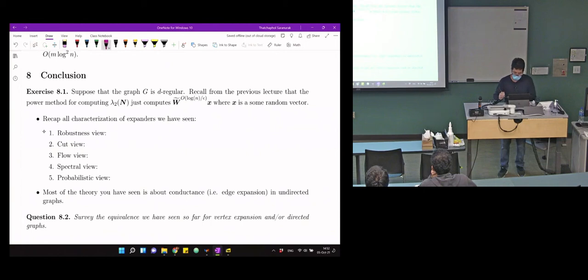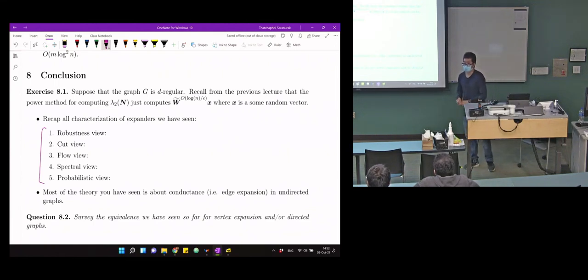Basically, we have seen a way to view expanders in a very different way. Let me recap all of this briefly on Thursday. And then we will go to some algorithmic part of the course, which is going to be fun. Okay. So that's it for today.